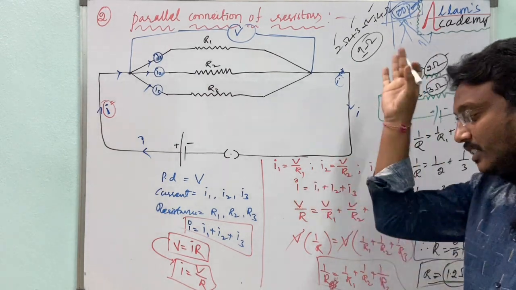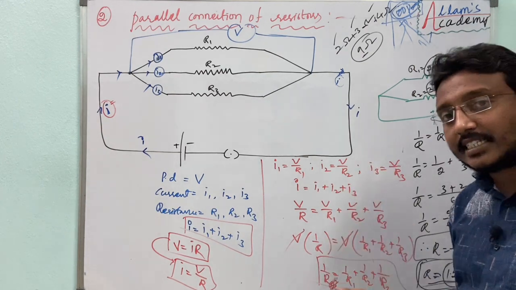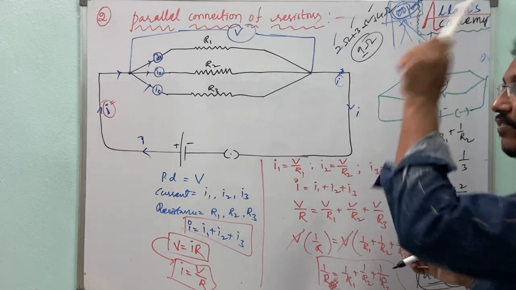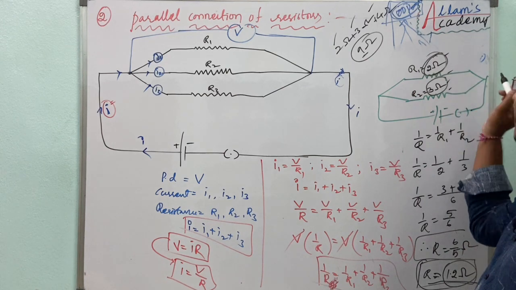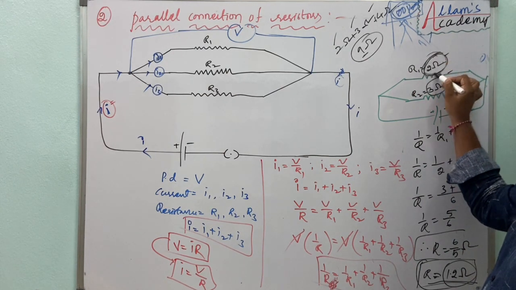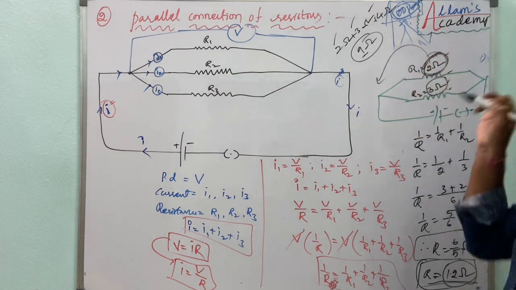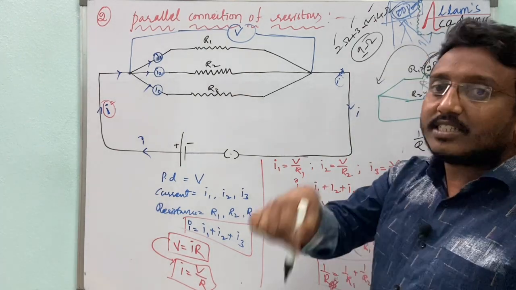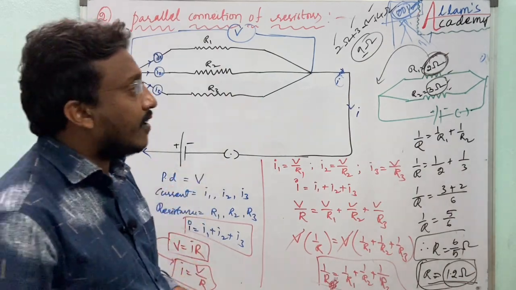So always, the effective resistance of resistors in parallel connection is less than the lowest resistance in the given circuit. Here 2 resistors are given: one is 2 ohms, one is 3 ohms. Which is lower? 2 ohms. So the effective resistance we get will be less than the lowest resistor used in the given circuit.